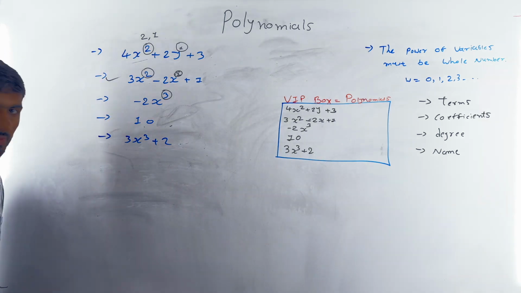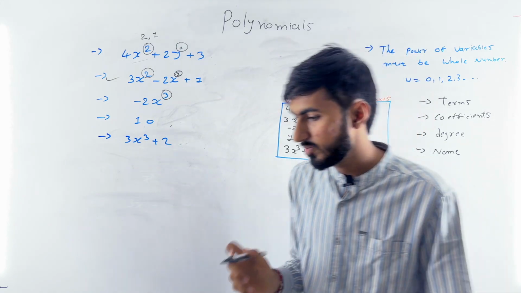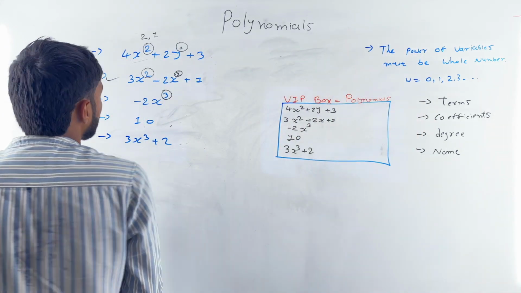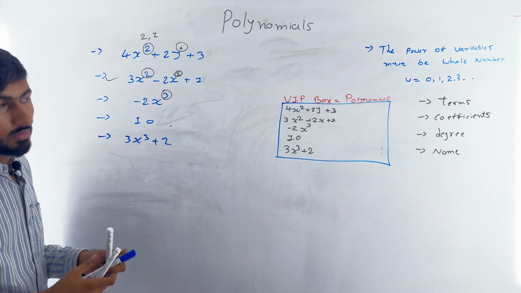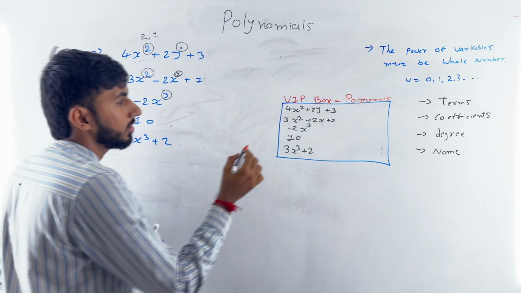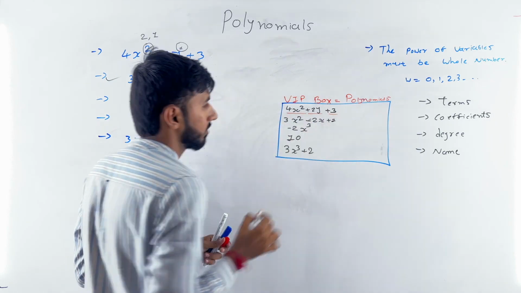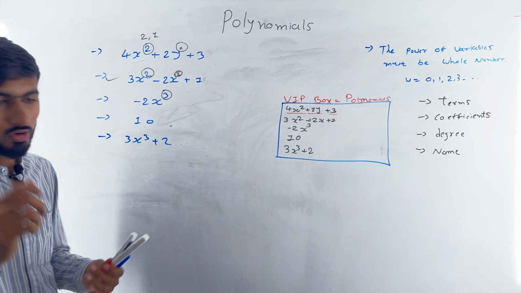Now in any algebraic expressions, you all know that an algebraic expression is a collection of terms. So in any algebraic expression, there are terms. So same in any polynomial, there are terms. Now what are terms and how to identify the terms? Terms are different parts of that polynomial, right?